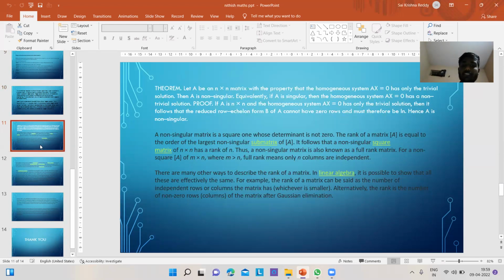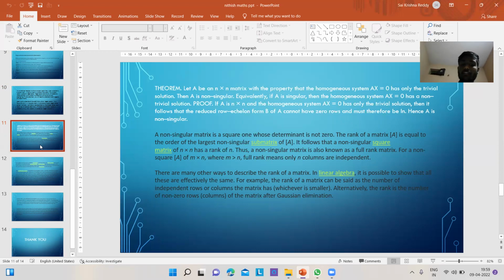A non-singular matrix is a square one whose determinant is not zero. The rank of a matrix is equal to the order of the largest non-singular submatrix of A. It follows that a non-singular square matrix of order n has a rank of n. Thus, a non-singular matrix is also known as a full rank matrix. For a non-square matrix A of m by n, where m is greater than n, full rank means only n columns are independent.